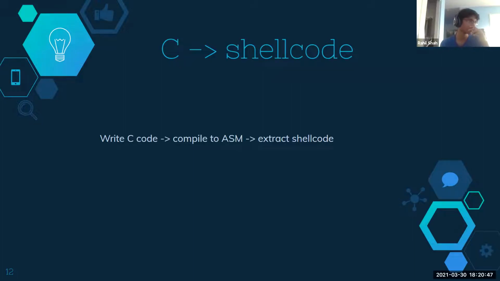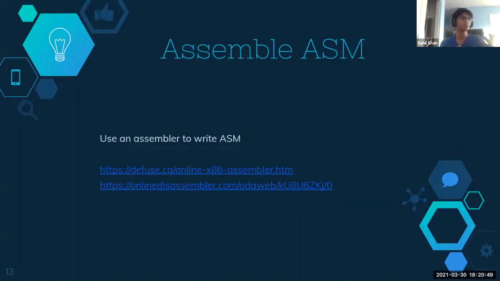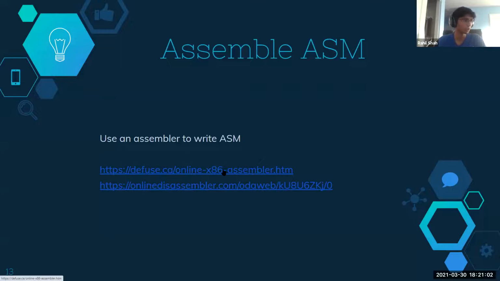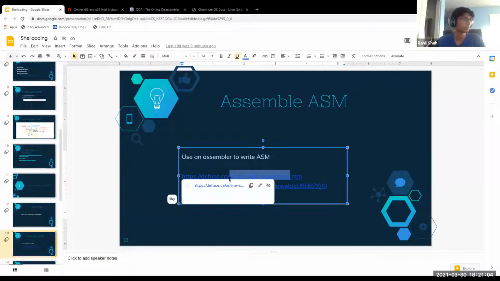But at the same time, your alternative is assembling ASM. So you'll be using an assembler to write ASM code, and it'll just return out to you the hex bytes that are resultant of that ASM code. So I'll show you guys how to do both of these really quickly.